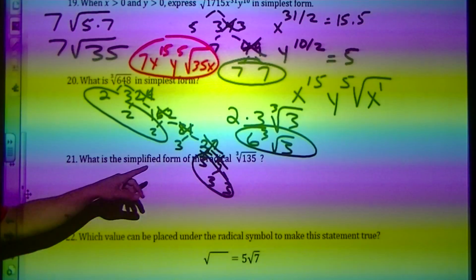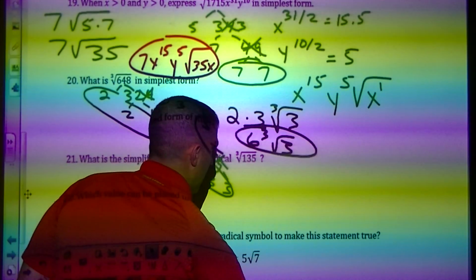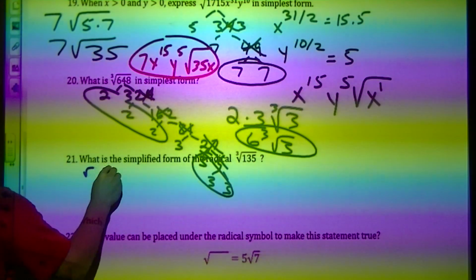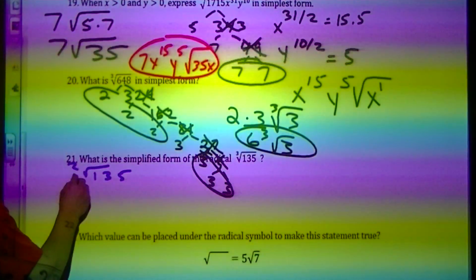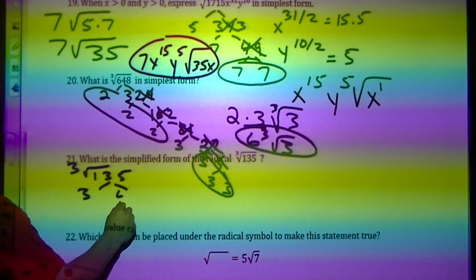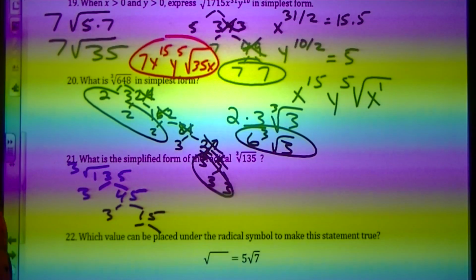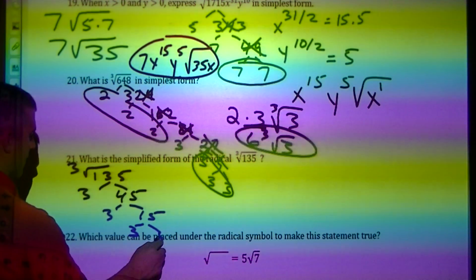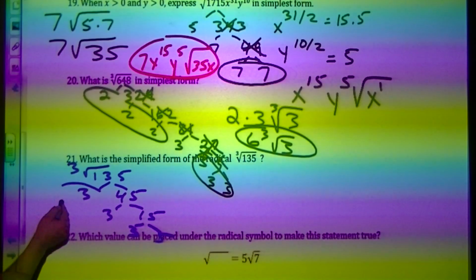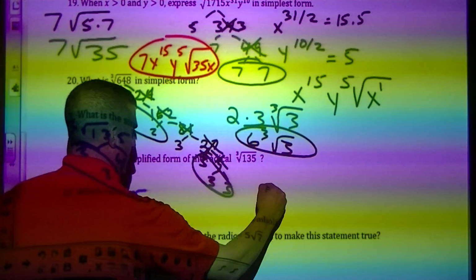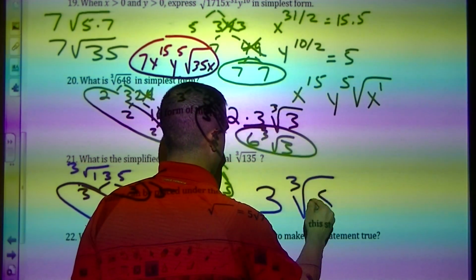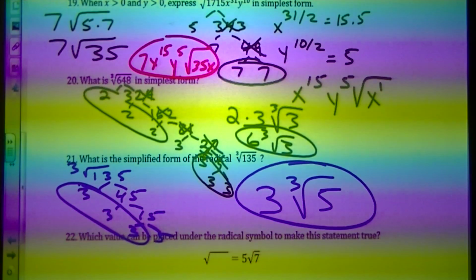All right. Reduce this one, the cube root of 135. I'm going to do that over here, just because I ran out of room. That's going to be 3 and 45. That's going to be 3 and 15. That's going to be 3 and 5. Cube root, I'm looking for groups of 3. So that's going to be 3 cube root of 5, and that will be my answer for that one.